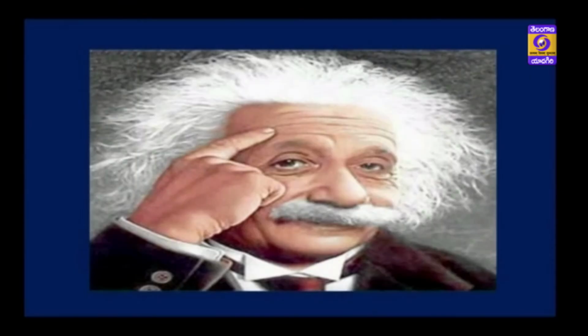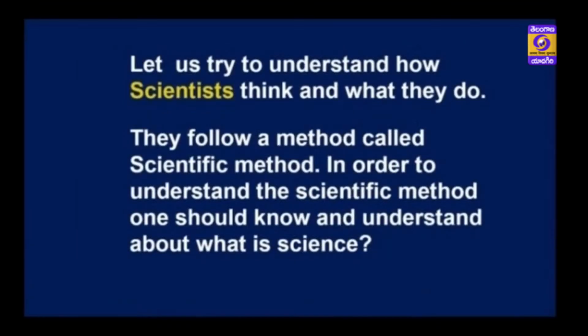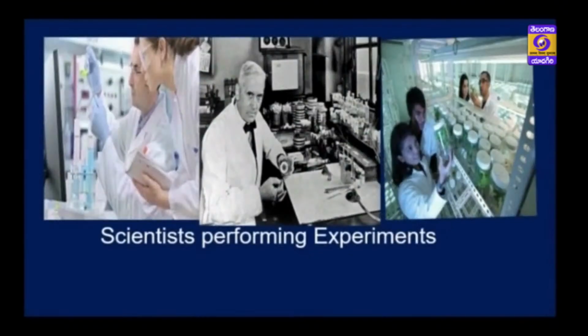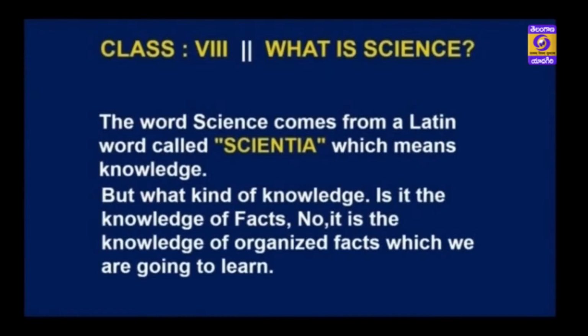You could see here the picture of one of the scientists. Do you know, children, who he is? He is Albert Einstein. Let us try to understand how scientists think and what they do. They follow a method called the scientific method. In order to understand the scientific method, one should know and understand what science is. Here you could see some of the scientists performing experiments.